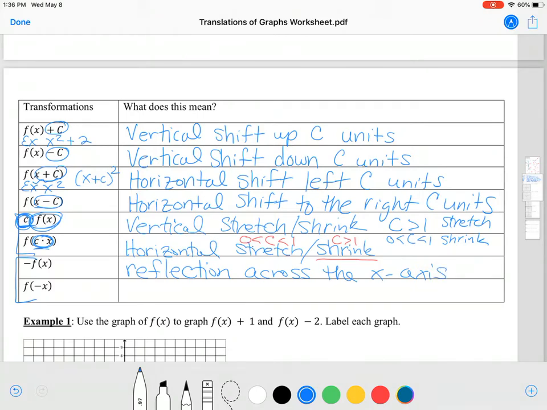If your -1 is being multiplied by the x only, then all the signs of your x's get swapped, which means that's going to be a reflection across the y-axis. So these are all your rules. Once we start going through some of these, it will make more sense, and these definitely take a lot of practice. And you have to be very comfortable with function notation.